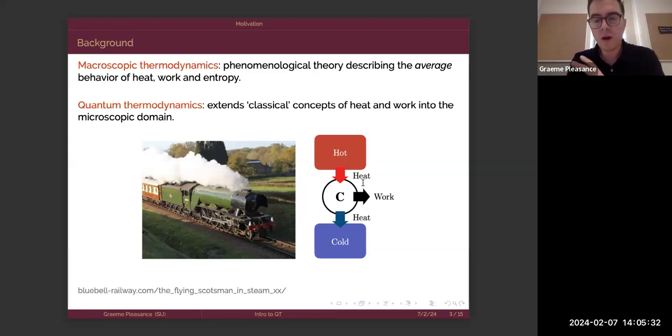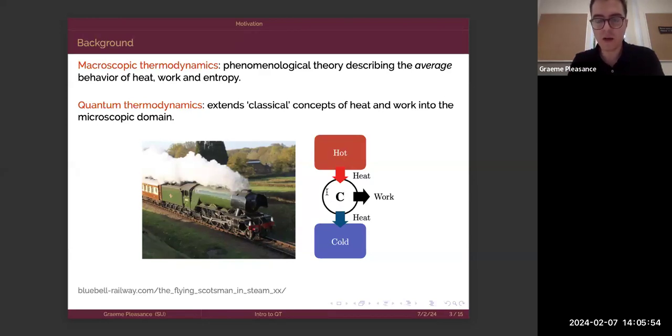On the right hand side, I've put a schematic that's meant to illustrate thermodynamically, in basic terms, how this operates. The idea here is that we have a hot reservoir and we have a cold reservoir, and we have some kind of system in the middle here, which I've denoted by C.